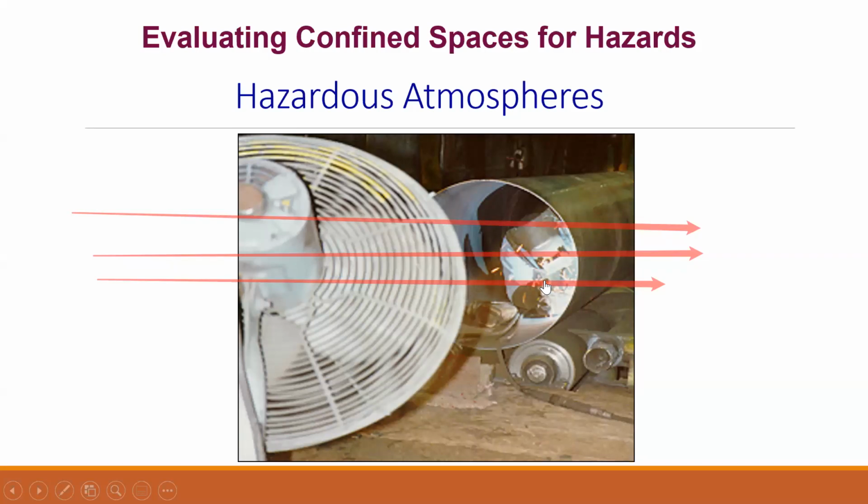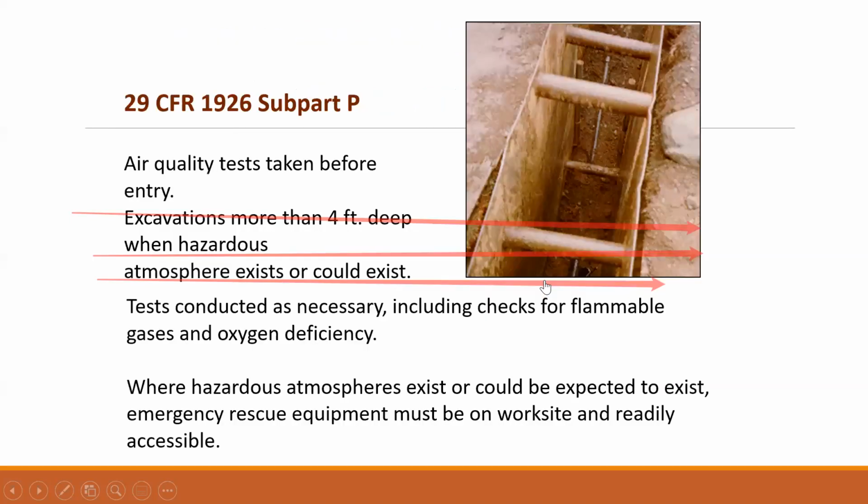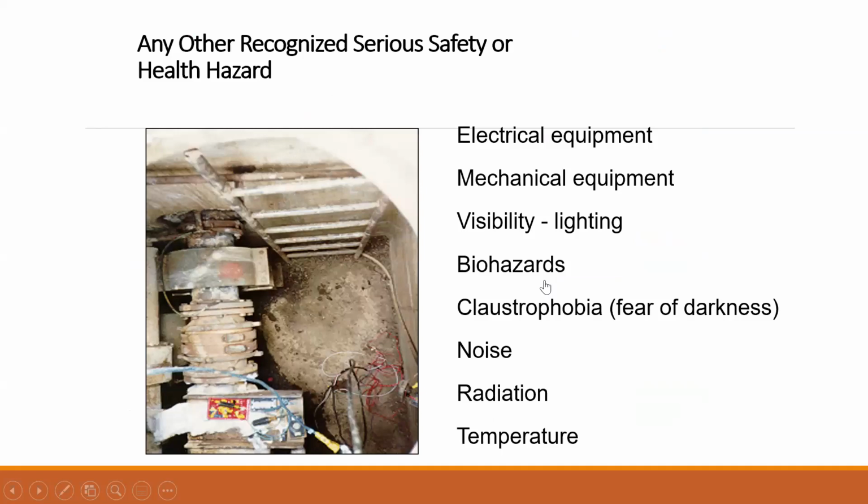Okay, you can see that they are working in a confined space. In construction, the 1926 code requires that if the excavation is 4 feet deep, we consider it a confined space, and whenever it is 4 feet in depth, we need to do the atmospheric testing. Nowadays, atmospheric testing meters are available. We will discuss them in the next slide.